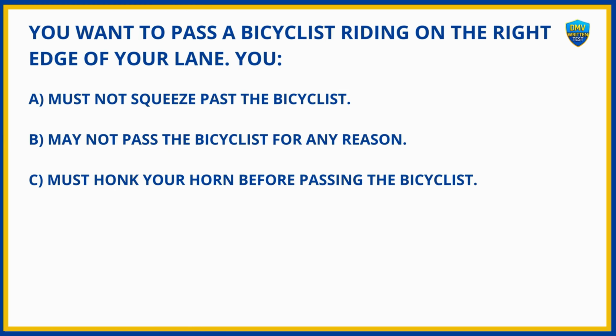You want to pass a bicyclist riding on the right edge of your lane. You A. Must not squeeze past the bicyclist. B. May not pass the bicyclist for any reason. C. Must honk your horn before passing the bicyclist. And the answer is A. Must not squeeze past the bicyclist.